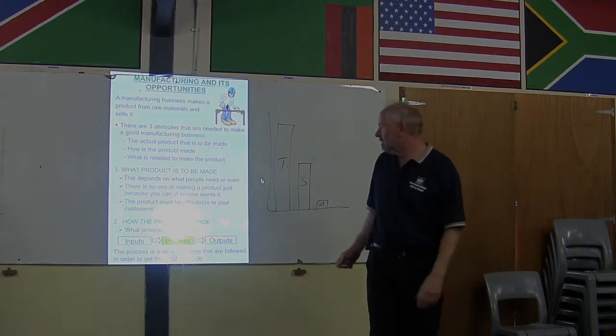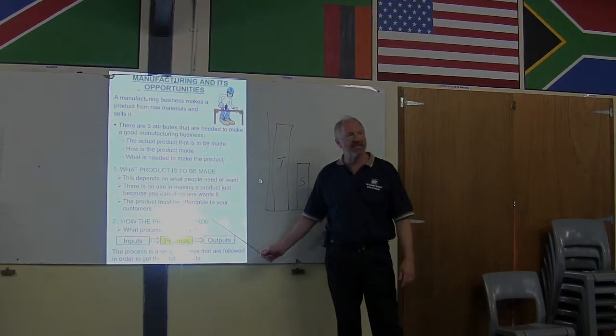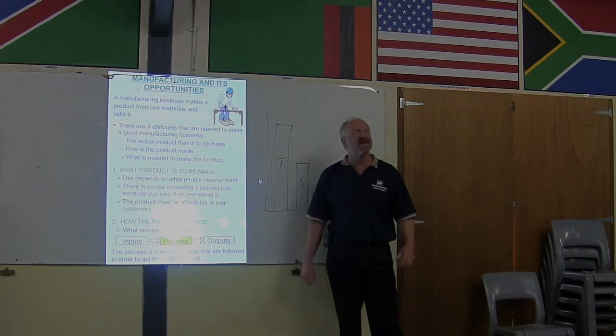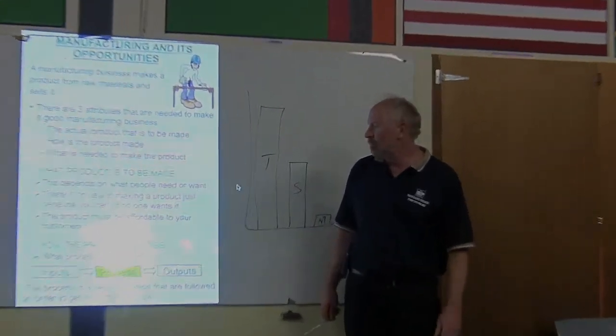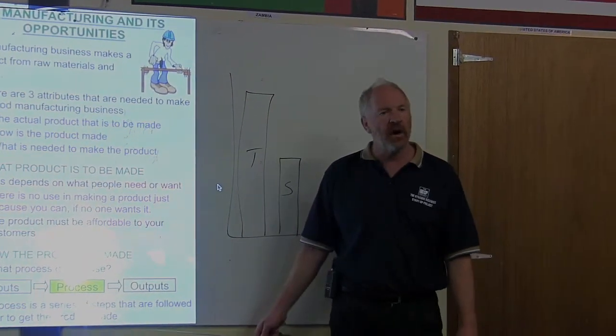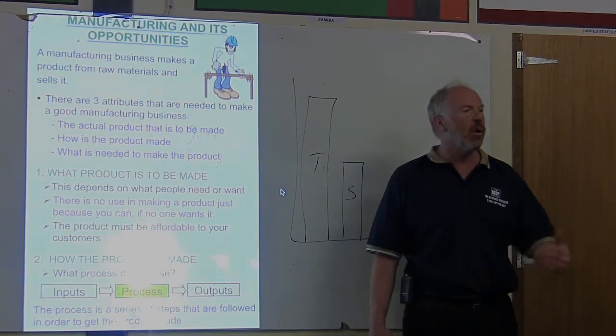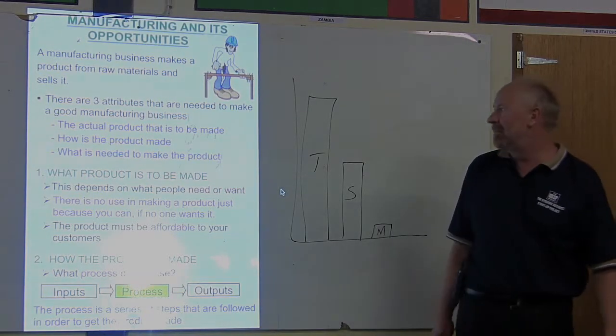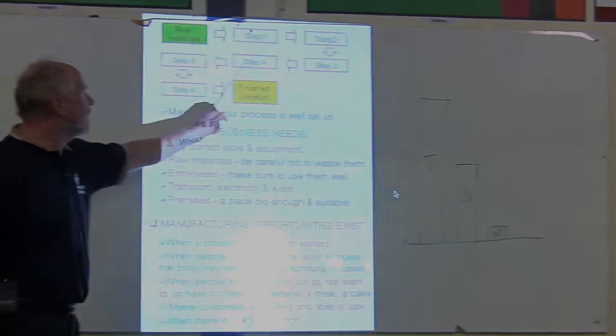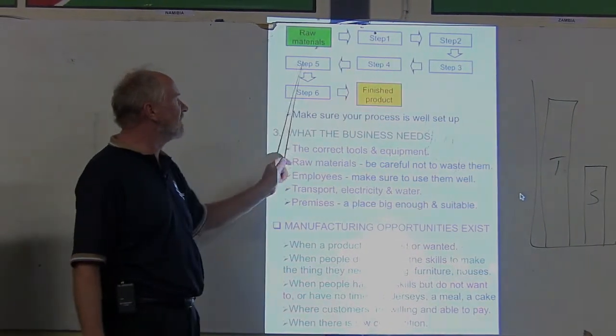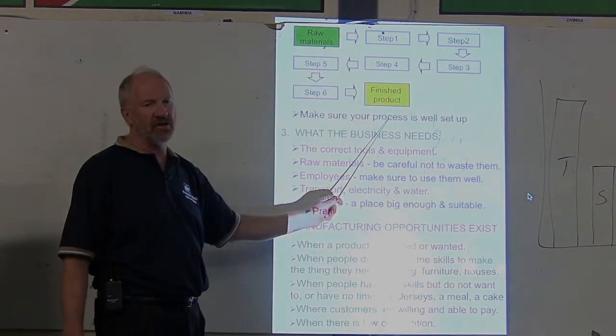All right. Now, how the product is made, or the process, is hugely important. And the process is a series of steps that are followed in order to get the product made. So you've got this type of thing: step 1, step 2, step 3, step 4, step 5, step 6, and finished product.